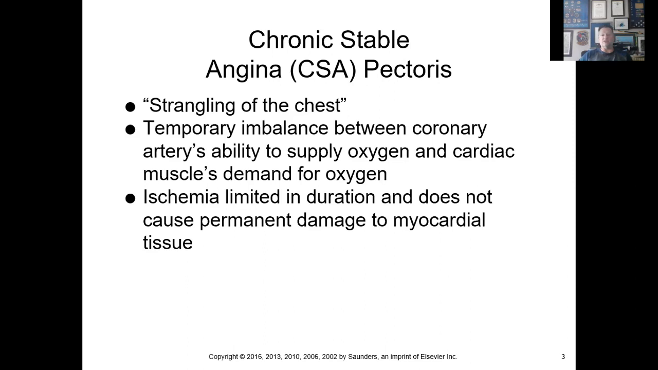Now, they do get angina, and we have to treat that angina. You can give them nitrates to help with the chest pain. You give them some Ranexa to help with chest pain. Ischemia is limited in duration. It doesn't cause permanent damage to the myocardium. It just gives you a brief ischemic event.